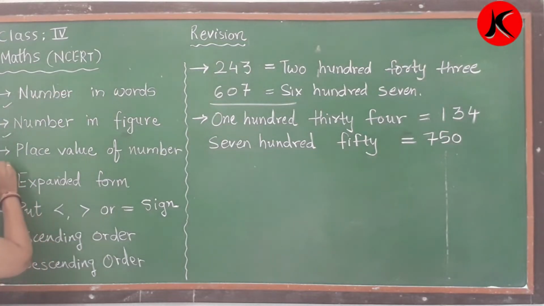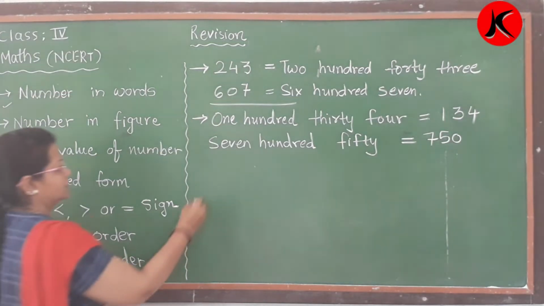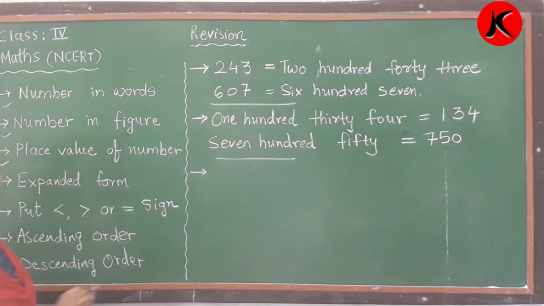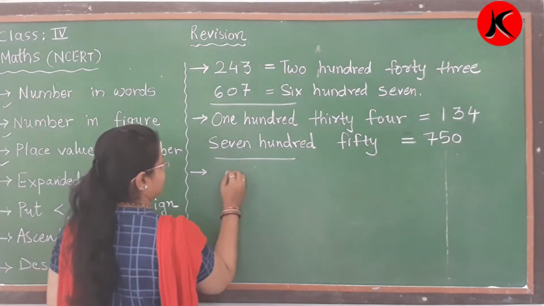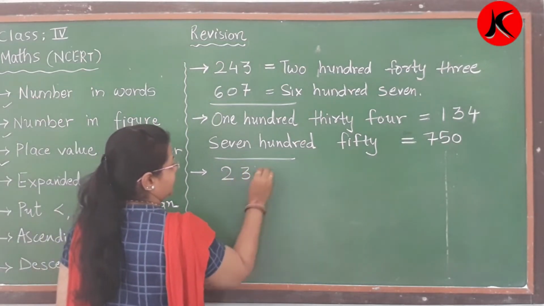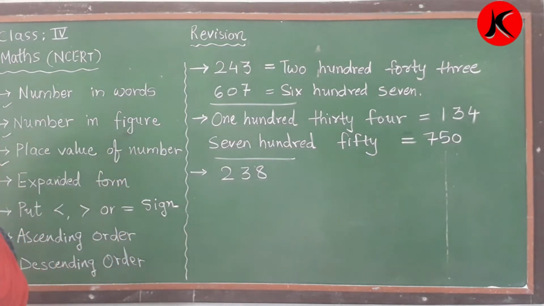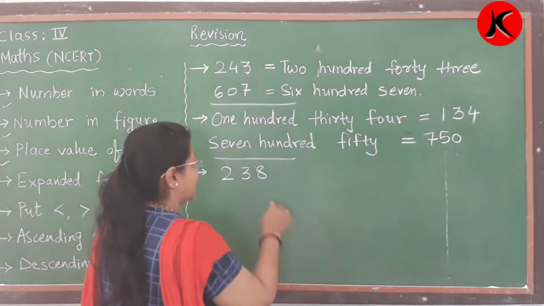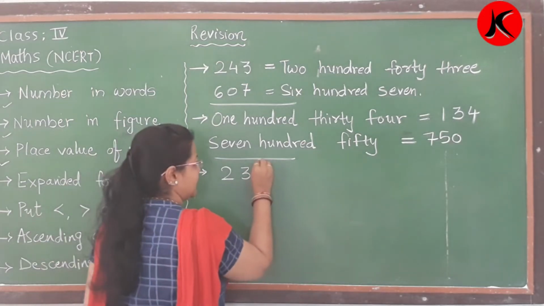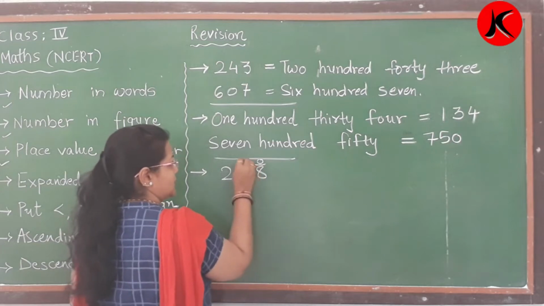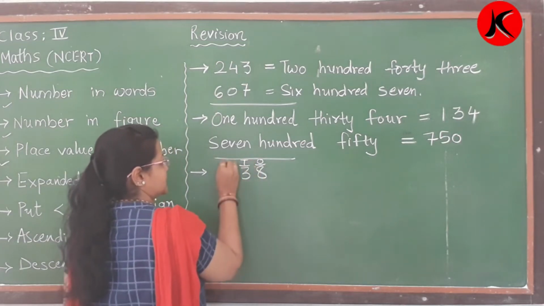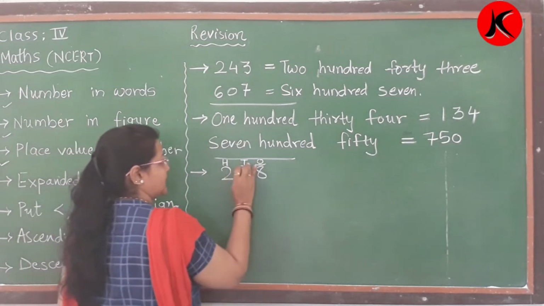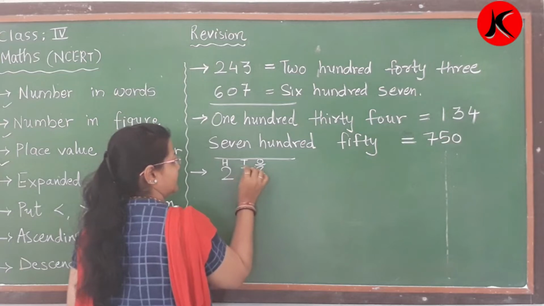Now the third one, place value of numbers. If I write one example here, like 238, do you remember what the place value of this is? See, the first one is on the ones place, right? This one is on the tens place and this one is on the hundreds place. Okay? Hundreds place, tens place and ones place.